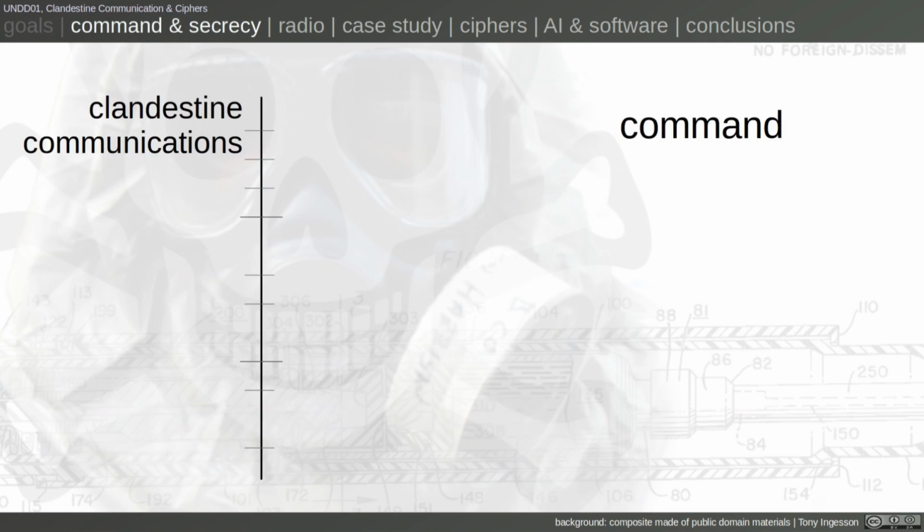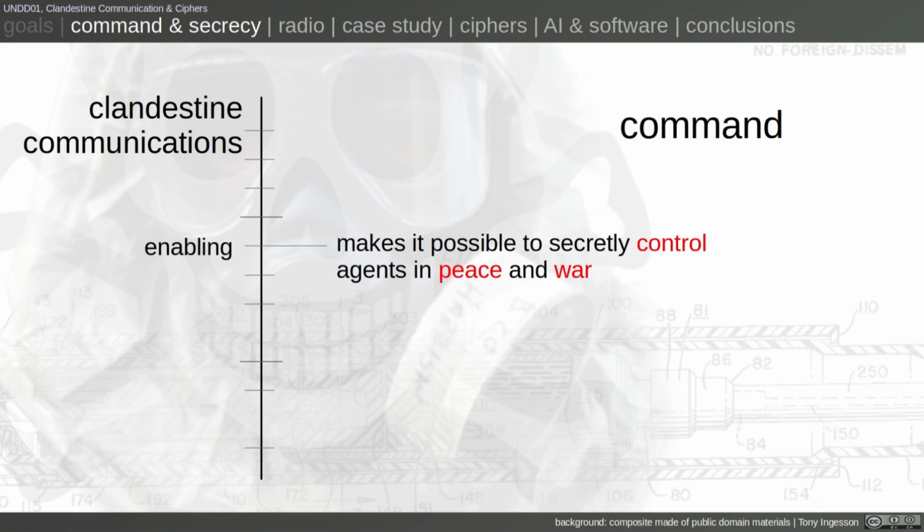So, clandestine communications. One of the reasons to use clandestine communications is because it allows you to secretly control agents, for example, in both peace and wartime. So if you are an intelligence organization, you need some way to exercise command. And in order to exercise command, you have to communicate with people. But since these are secret assets, either intelligence officers or recruited agents, you need to be able to communicate in secret with them. But it can also act as a constraining factor because there is always a risk of micromanagement.